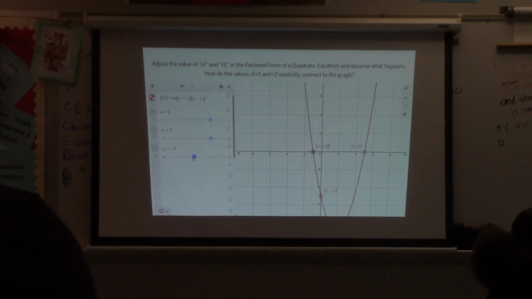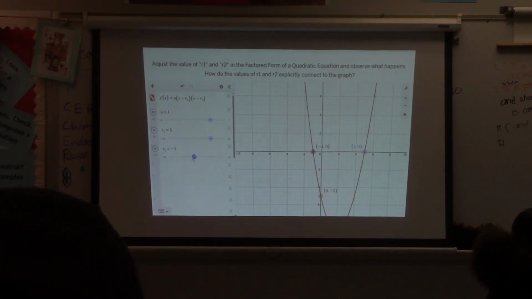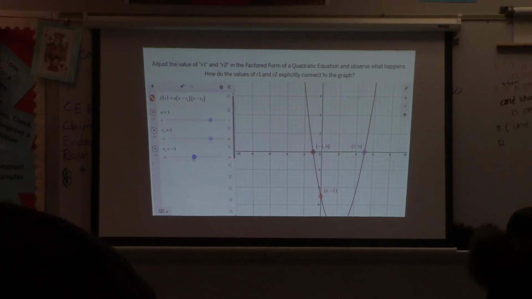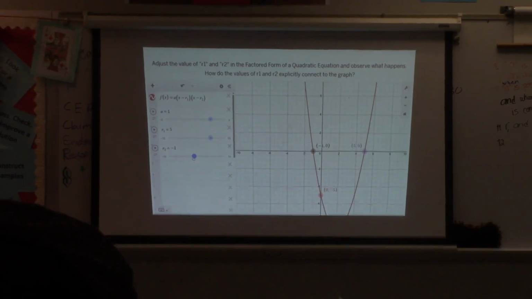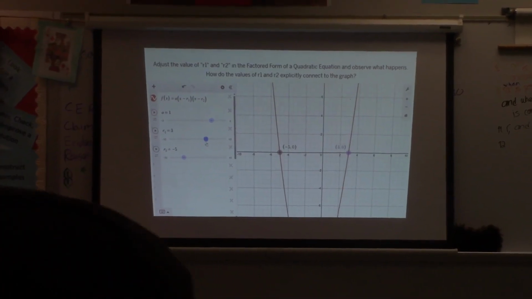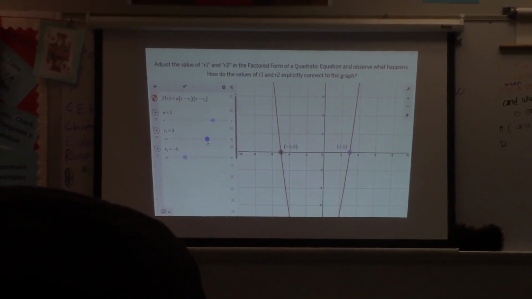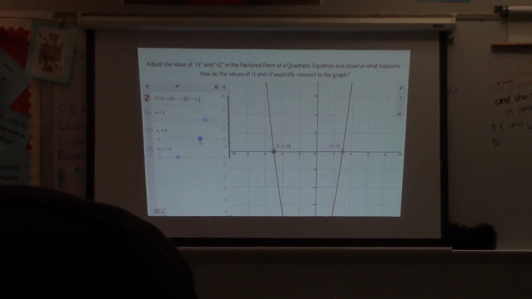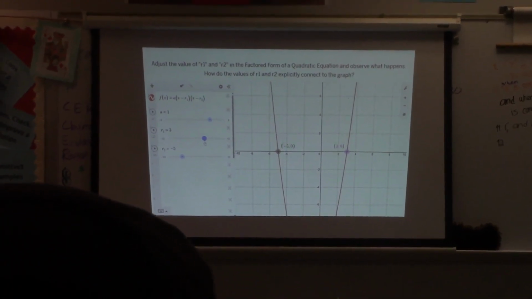Notice, is 5 my y-intercept now? No. So R1 of 5 is my x-intercept, right? R2, where do we see that on the graph? As an x-intercept, right? They're both affecting the x-intercepts. Right now, R1 is 3. Do I see an x-intercept of 3? Yeah, ish. Do I see an x-intercept of -5, R2? Yes.